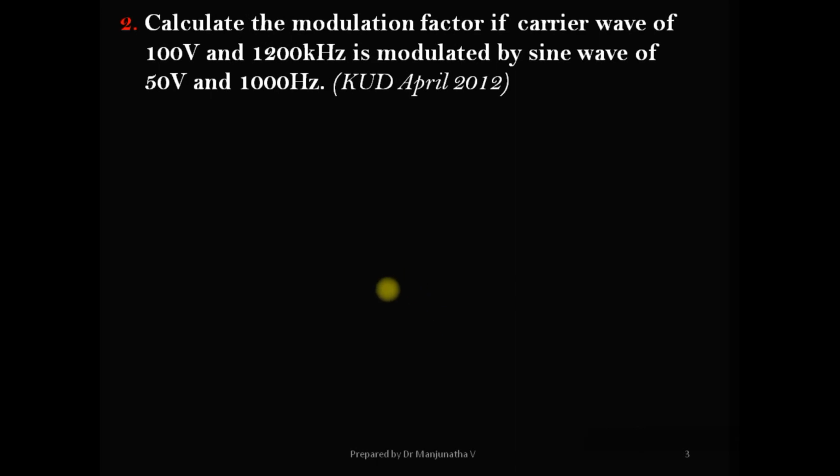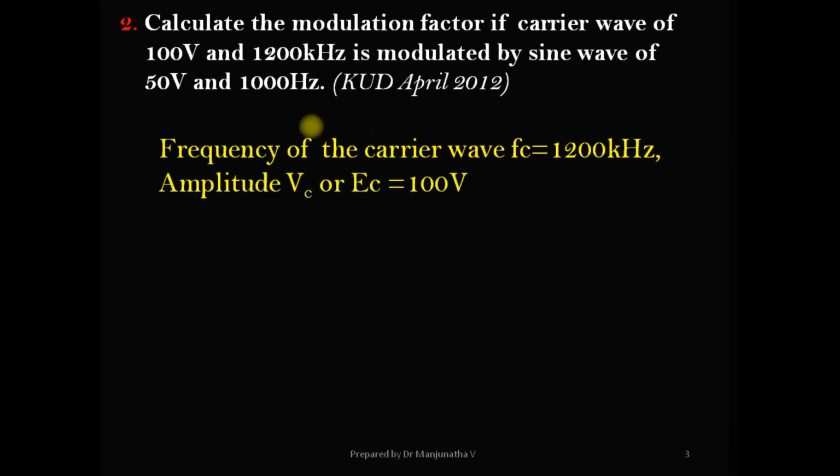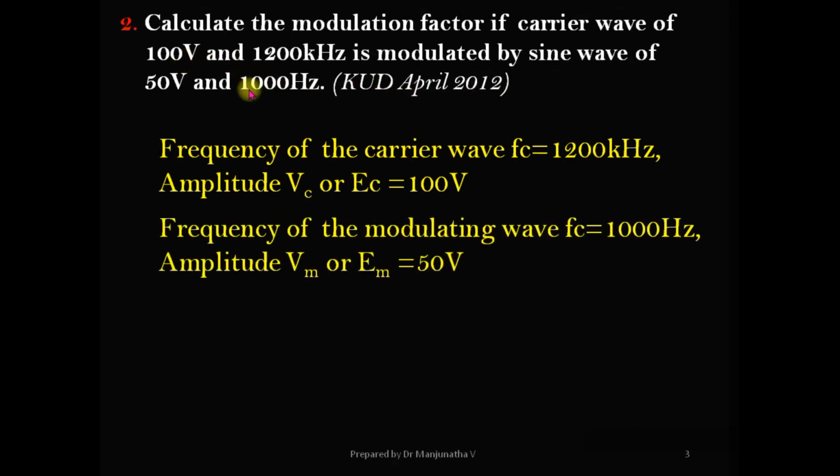Problem number 2. Calculate the modulation factor if the carrier wave of 100 volt and 1200 kHz is modulated by a sine wave of 50 volt and 1000 Hz. So this is asked in the KUD April 2012. The frequency of the carrier wave is 1200 kHz and the amplitude is 100 volt. Similarly, the modulating wave frequency is 1000 Hz and its amplitude is 50 volt.